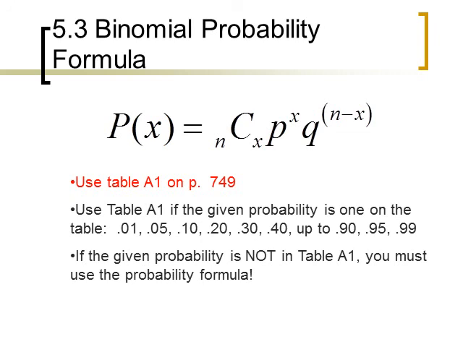another formula involving factorials that you can find in your textbook, but I'm going to show you how to enter it in to your calculators to compute that value. It is a combination. In your textbook, we also will sometimes use table A1 on page 749. This table gives us certain probability answers as long as the probability for our problem is one of the values in the table, like 1%, 5%, 10%, 20%, and so on. If the given probability is not in the table, then you have to use the probability formula to derive your answer.